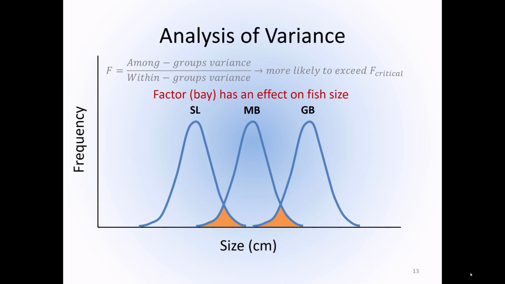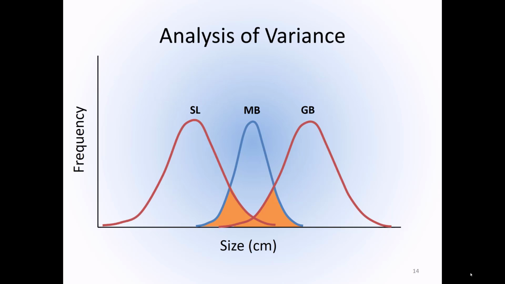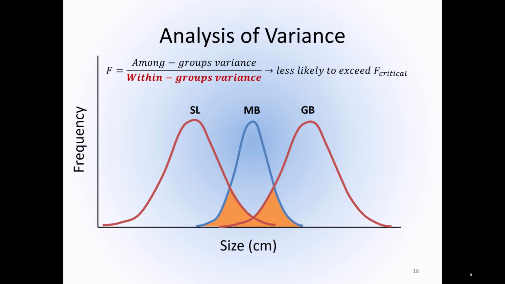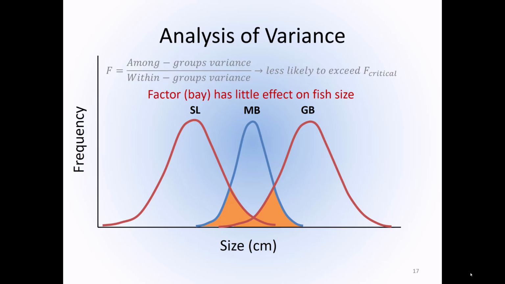of our red drum. But if we think about one of the other scenarios in which there's quite a bit of variability within these respective groups, our within group variance is quite large, well then our F value is going to decrease because our denominator is getting larger. And this is going to reduce the likelihood that we're going to exceed the critical value, and in turn we may not reject the null hypothesis and infer that the factor of interest, bay, has little effect on the size of the fish that we're measuring.